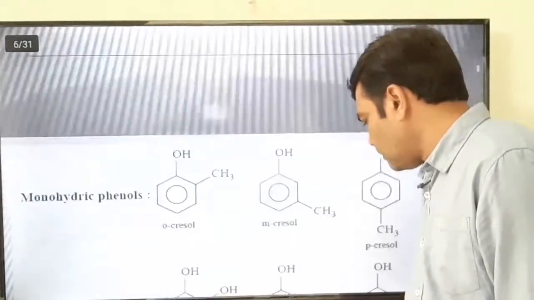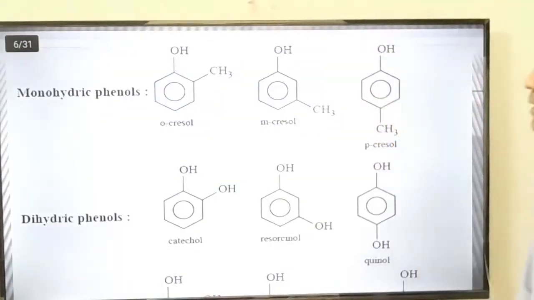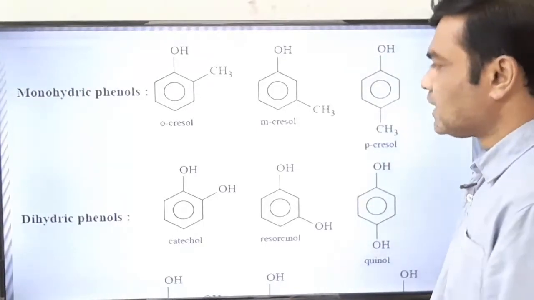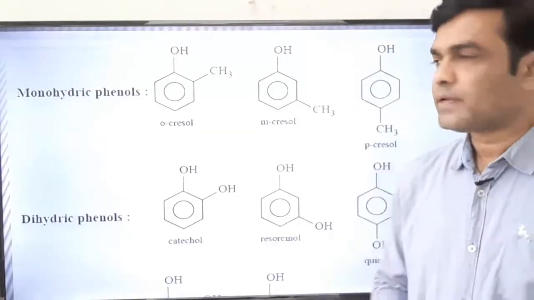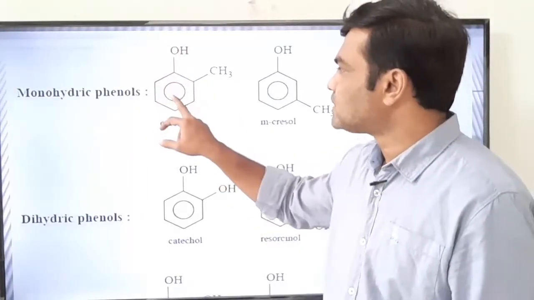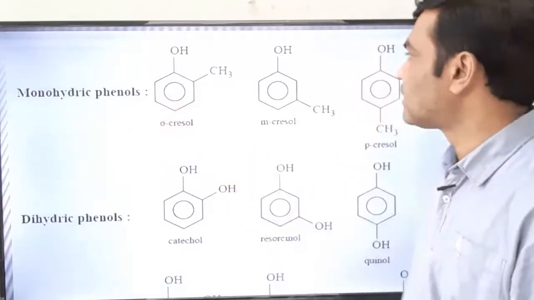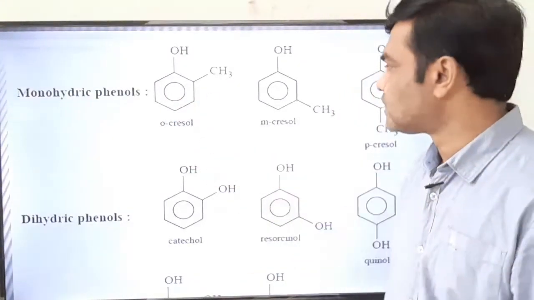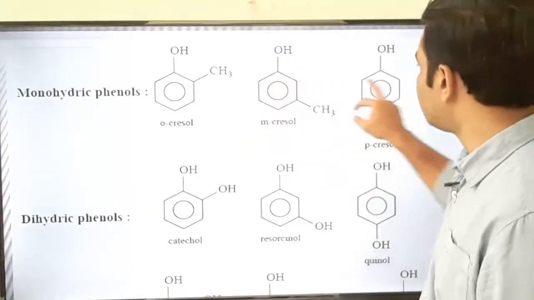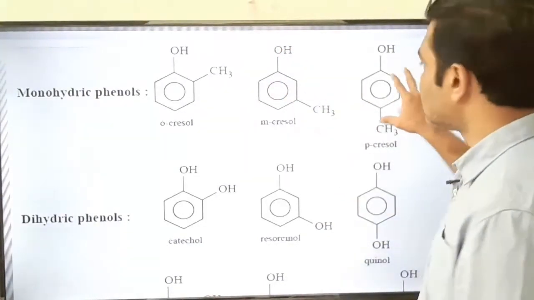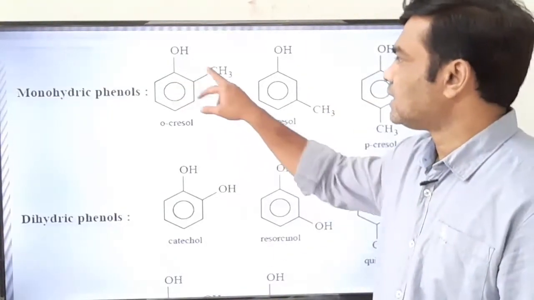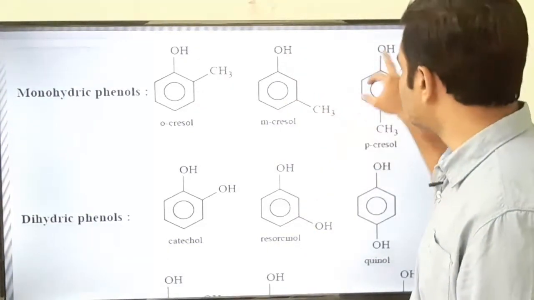Now see, depending upon the number of hydroxy groups present in the compound, there are various types of phenol. For example, monohydric phenol. Here only one OH group is there, so it is a monohydroxy phenol. Its name is orthocresol. Here also one OH group is there. So these three compounds that I have written here are monohydroxy phenols because one OH group is there. Here orthocresol, this is metacresol, this is paracresol.